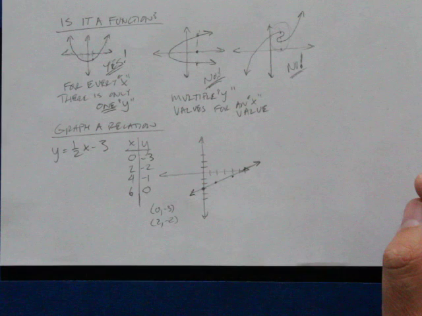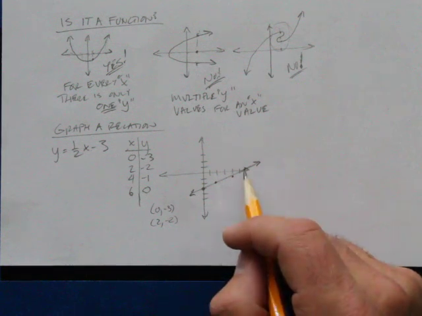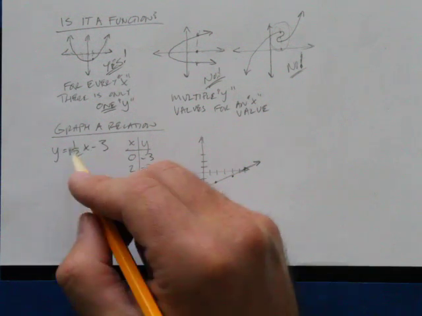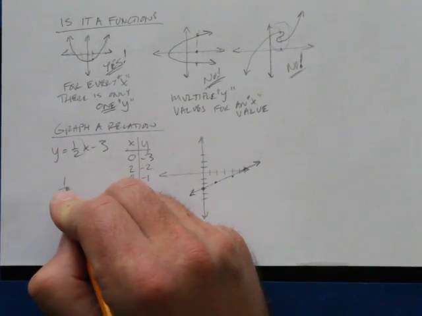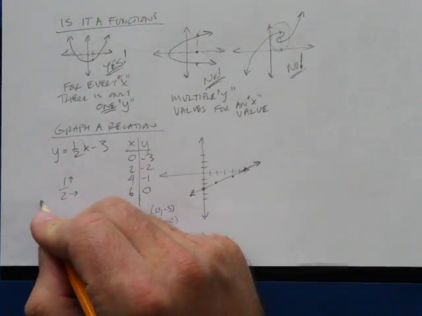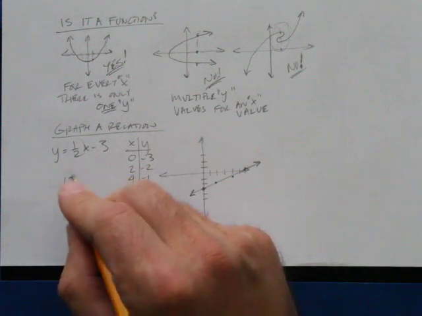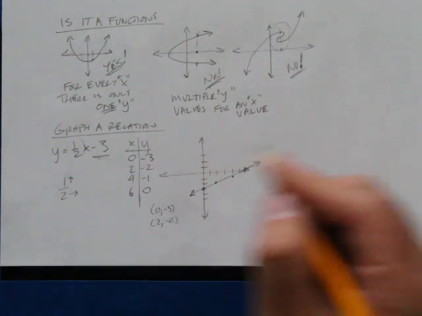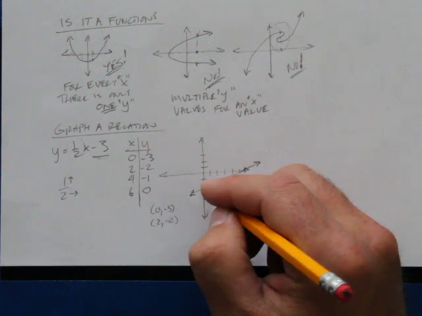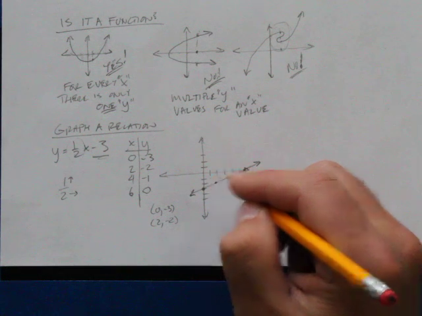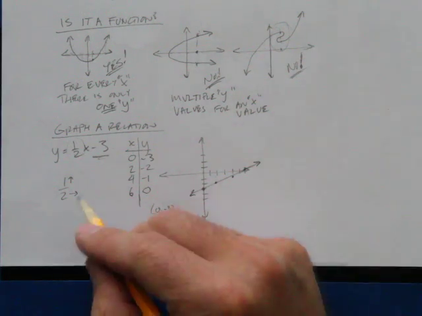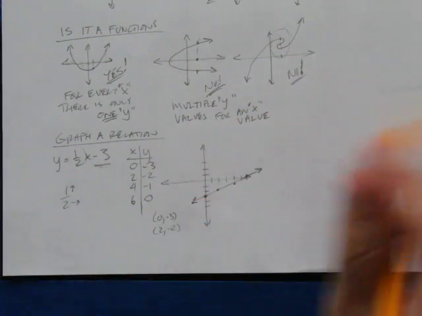There's my line. Now, you can do it this way, or you can use the graphing method that we learned a while back, where this 1/2 is my slope, means I'm going to go up 1 and to the right 2, or down 1 and to the left 2. And this is going to start at -3. So I go down -3, that's where I start, 0, -3. Then I go up 1 to the right 2, up 1 to the right 2, up 1 to the right 2, and then I can draw my line. So either graphing method is fine for a line.